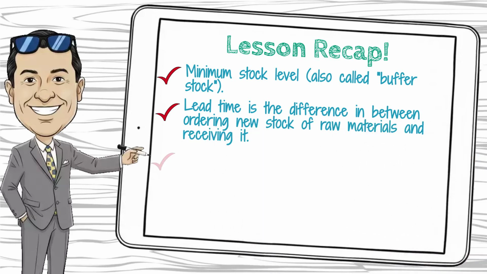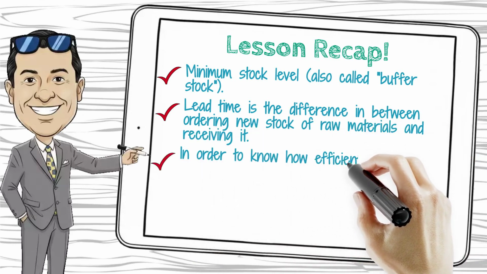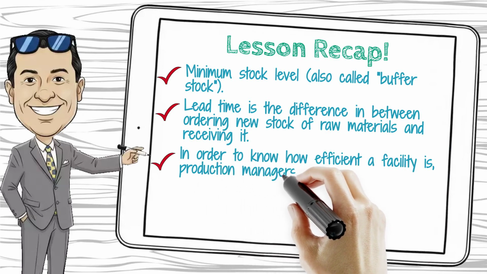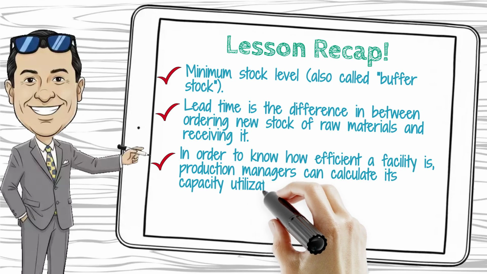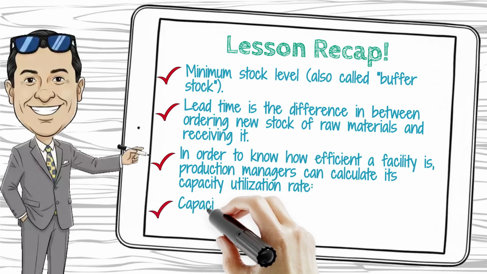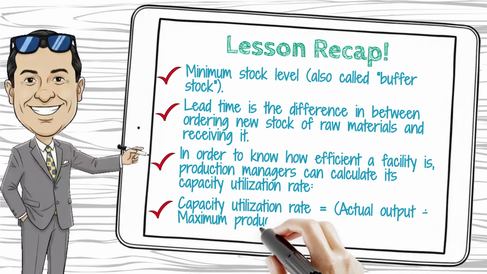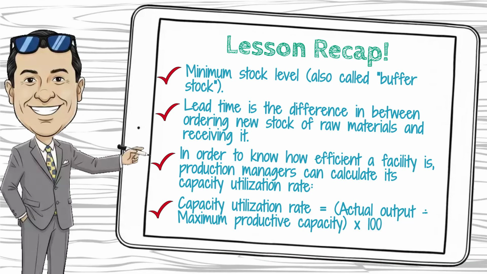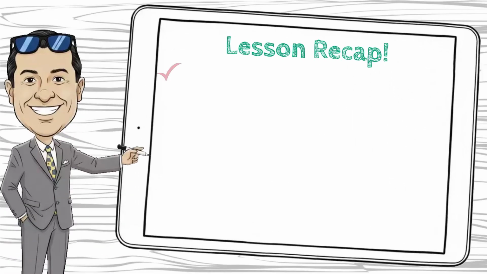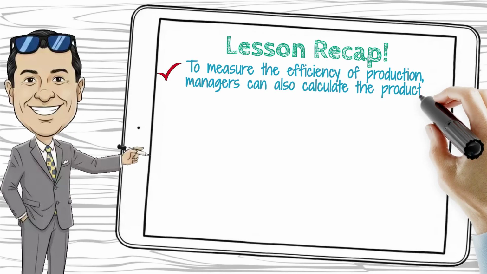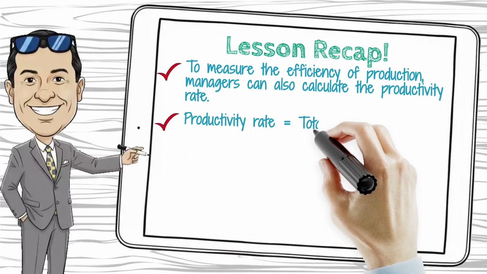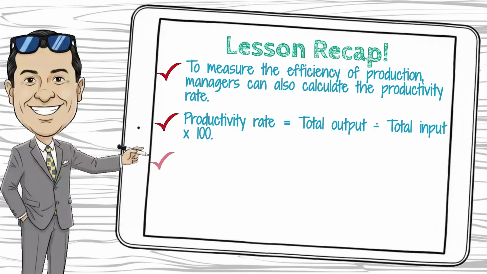In order to know how efficient a facility is, production managers can calculate its capacity utilization rate. Capacity utilization rate equals actual output divided by maximum productive capacity times 100. To measure the efficiency of production, managers can also calculate the productivity rate. Productivity rate equals total output divided by total input times 100.